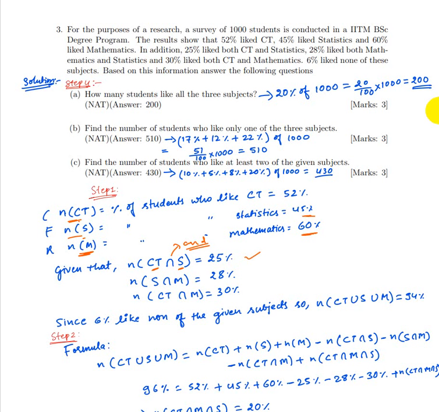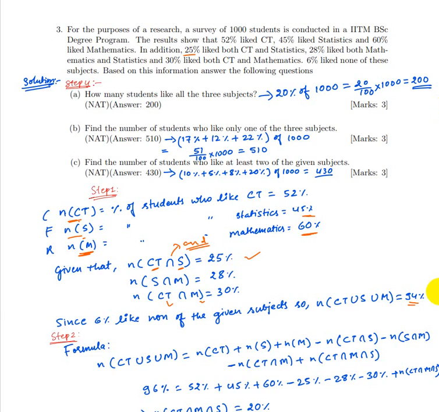Okay, so it is 25%, it is given here, and the people who like both statistics and mathematics are 28%, and who like CT and mathematics is 30%. Okay, and there is also a major information given, which is since 6% like none of the subjects, so n of CT union S union M would be 94%.